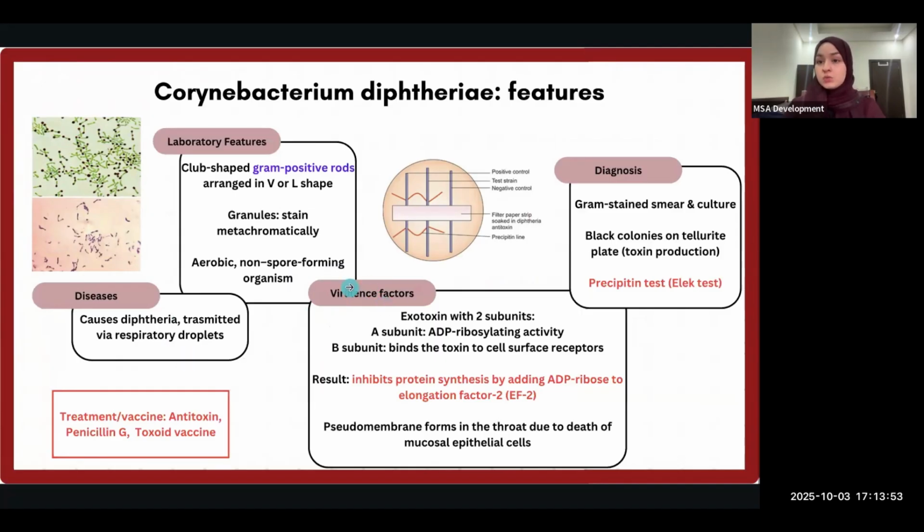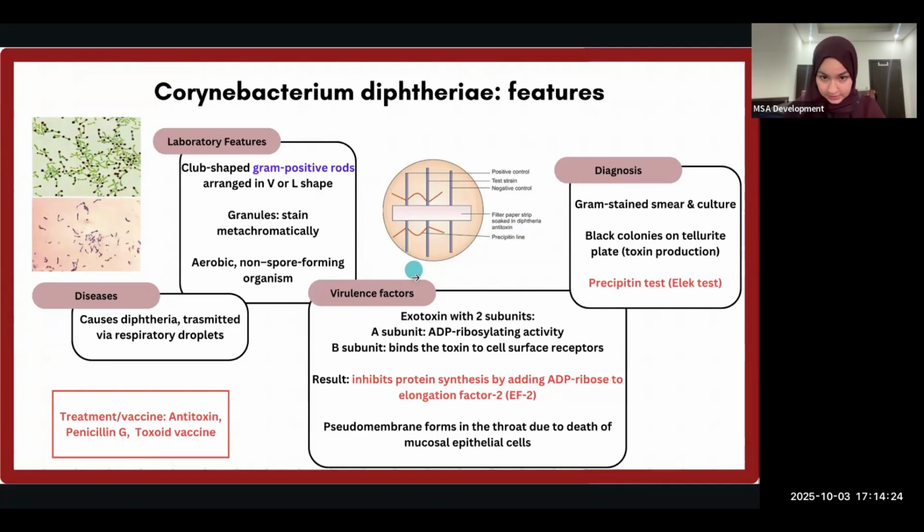The main way in which it causes disease is by inhibiting protein synthesis by ADP ribosylating elongation factor 2. That is the exact mechanism that you should know about corynebacterium diphtheria. Now, diagnosis of it is an Elek test, which is this basically. I don't think it's too important to know the details. I explained it in HNS if you guys remember.